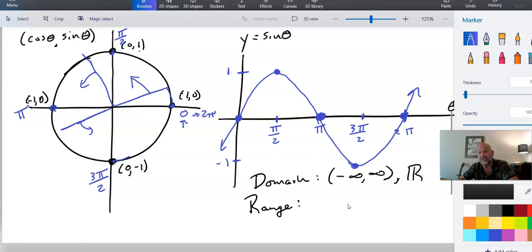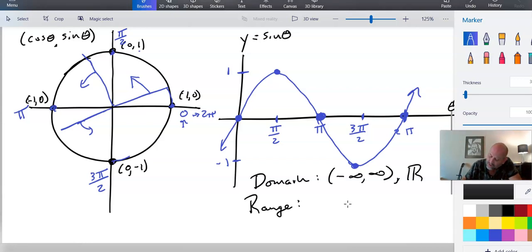Now the range is every possible output. It's all the values that a function is allowed to spit out, right? And if we look at sine, there's limits on what it can spit out. It can't spit out a 2, right? Because there isn't a sine of anything that equals 2. So what it means is that sine is restricted.